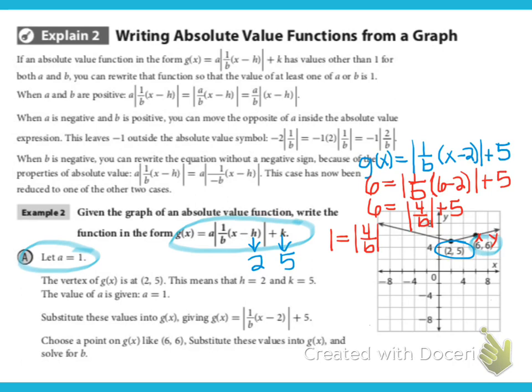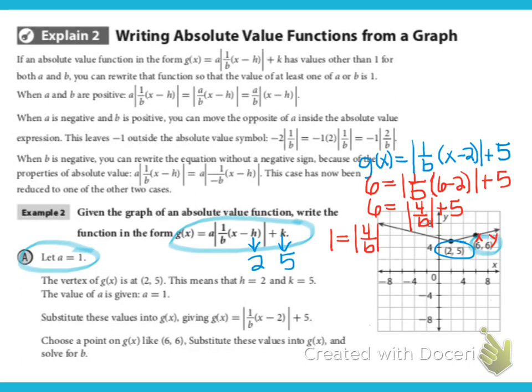Which in this case you can kind of just think about solving for b mentally. 4 divided by what would give us an absolute value of 1? Well, there's two different things it could possibly be. b could be 4, or b could be negative 4.